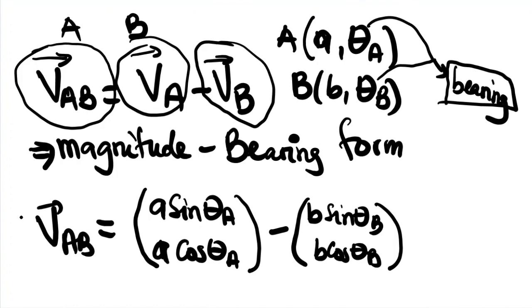When this is in vector form, we now have to convert it back to magnitude and direction, and then you just state the answer as so. Don't worry. We are coming to solve a lot of questions so that you understand. But let's know that we are going to use the approach of magnitude and bearing form to quickly solve this.